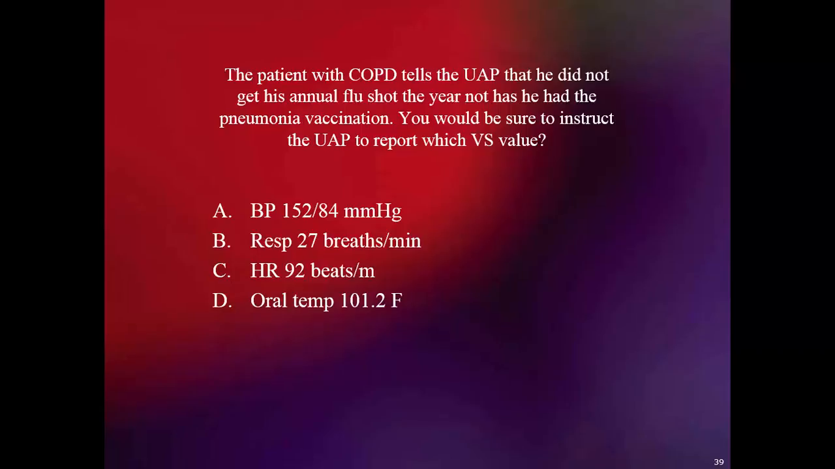All right, so D, a temperature of 101.2 is the one that you report, because they did not get their annual flu shot and have not had their pneumonia vaccine. So they are at risk for developing flu and pneumonia, which are both signs of infection. And so that oral temp that's elevated could be a sign of infection.